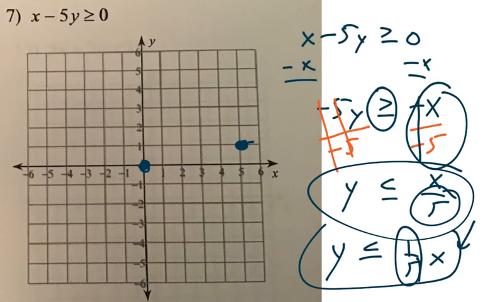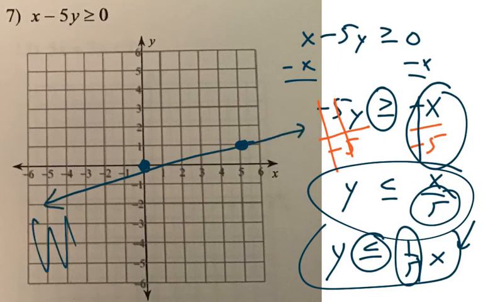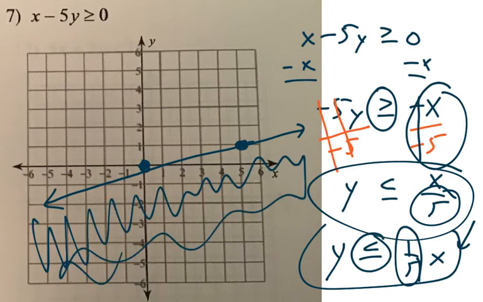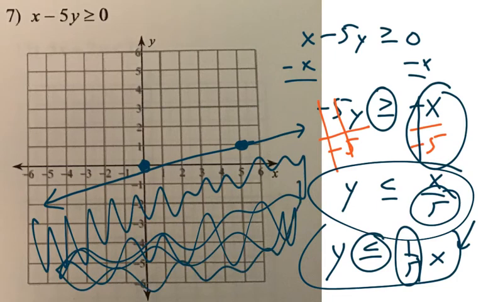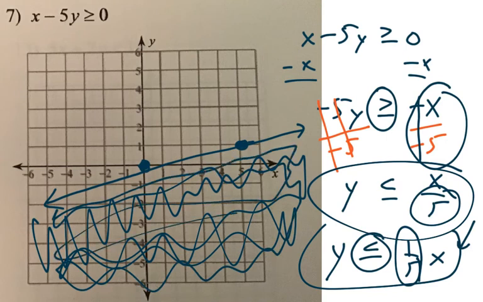So, we have a less than or equal to. That means the line must be solid. Less than means what? I'm underneath the line. I'm less than the line. I'm smaller than the line. That's what less than means.